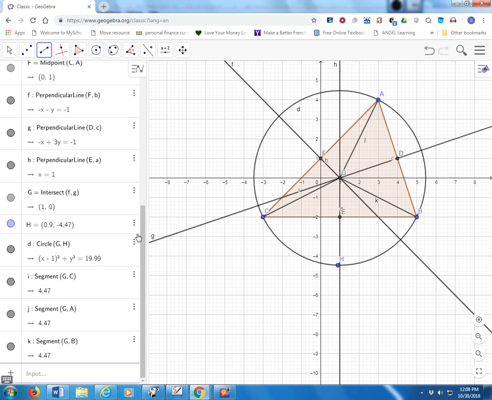And look at the last three segments that you just did. On the left side, it tells you the distance from G to C, G to A, G to B. What do you notice about the distances? They're the same. So we drew the circumcenter by connecting all the perpendicular bisectors of the triangle. Once we have the circumcenter, we know the distance from the circumcenter to all the vertices is equal.